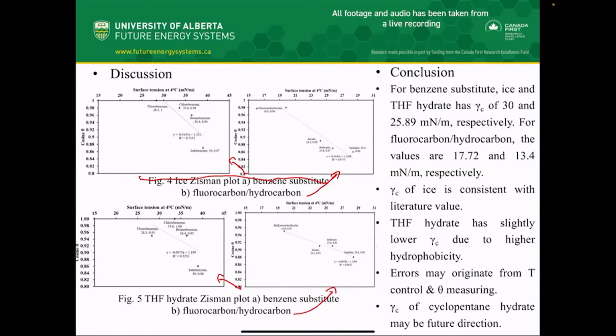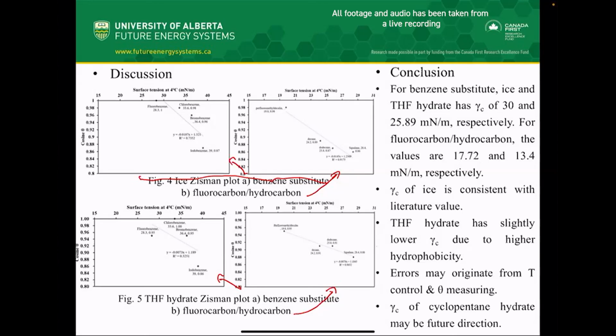So our conclusion is that for benzene substitutes, ice and THF hydrate have gamma C of 30 and 25 millinewton per meter respectively. And for fluorocarbon and hydrocarbons, the values are 17 and 13 millinewton per meter respectively. It's not a big difference. We can also see that the gamma C of ice is consistent with the literature value from Adamson's published paper, and we can also say that THF hydrate has a slightly lower gamma C due to its higher hydrophobicity.